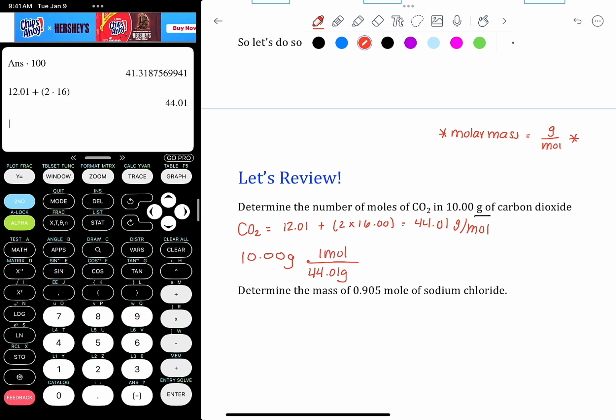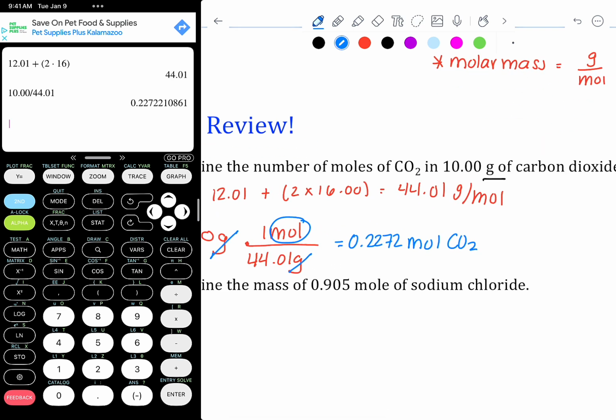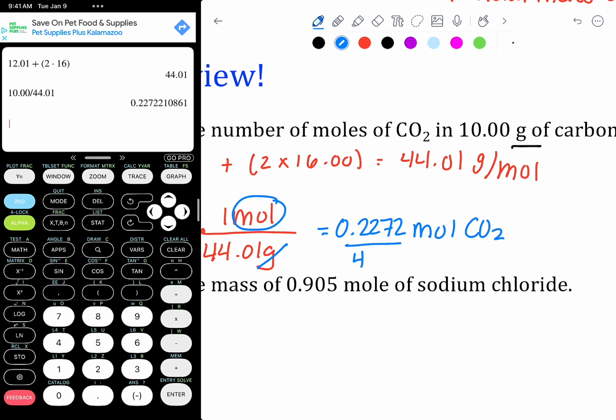Okay, we're taking 10 and dividing it by the molar mass, but we can easily see that grams is going to cancel in my equivalency, and I'm going to be left with units of moles. So moles are the only units left. So we take 10, divide it by 44.01, and we get that in 10 grams of CO2, there are 0.2272 moles of CO2. And I'm going to make sure to label everything with both units and with the compound that makes it up. So I also have 4 sig figs here because my original number has 4 sig figs.